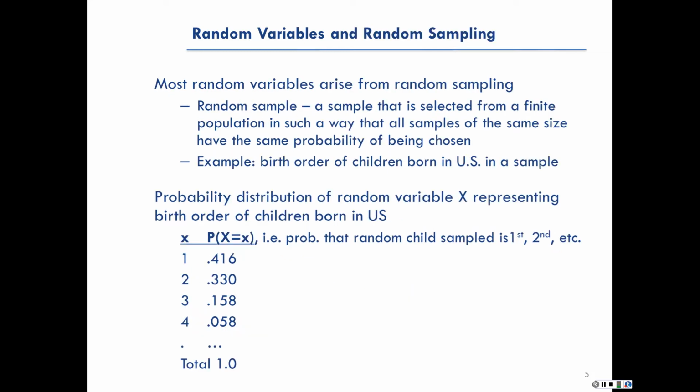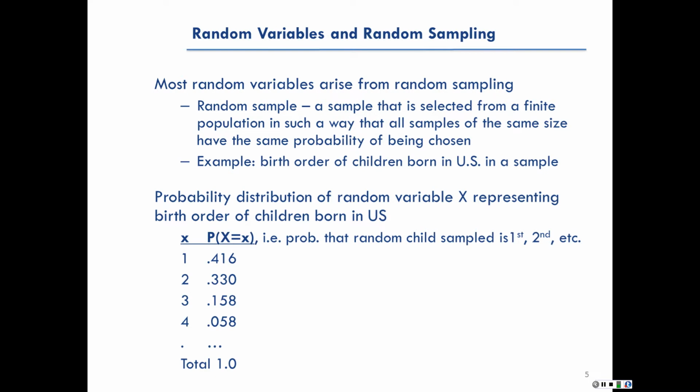Most random variables, however, arise from random sampling. A random sample is a sample that is selected from a finite population, but it's selected in such a way that all samples of the same size have the same probability of being chosen.